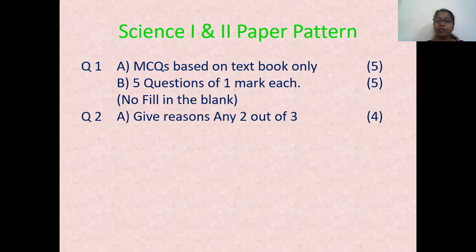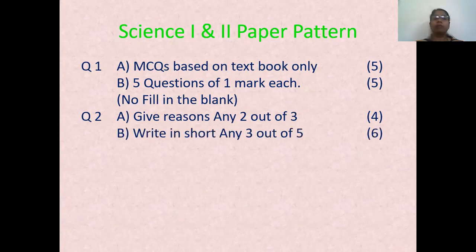Question number 2A is give reasons. Here you will have 3 questions given and you have to attempt any 2, which are for 2 marks each. Question number 2B, write in short. Here you have to attempt any 3 out of 5. Now what questions can be included in this? There will be questions like write in short, write the laws, principles, theories. It may be a flow chart given. You are expected to answer the questions in 1 to 2 sentences.